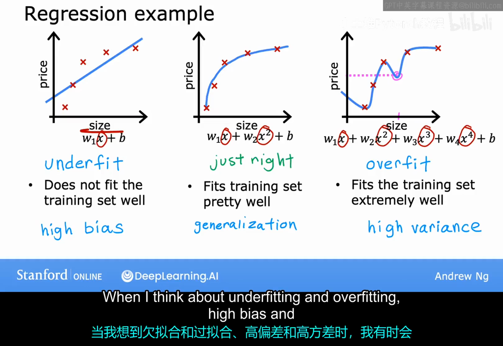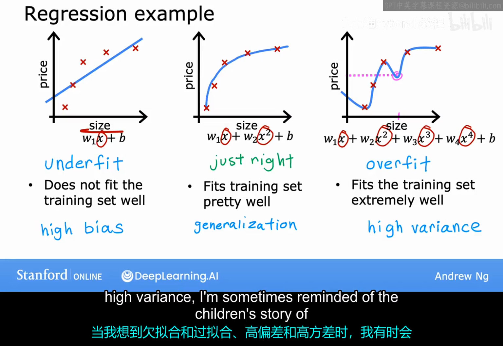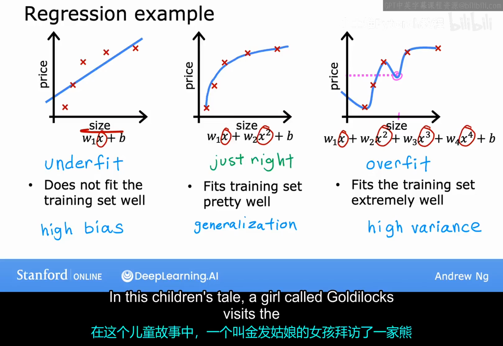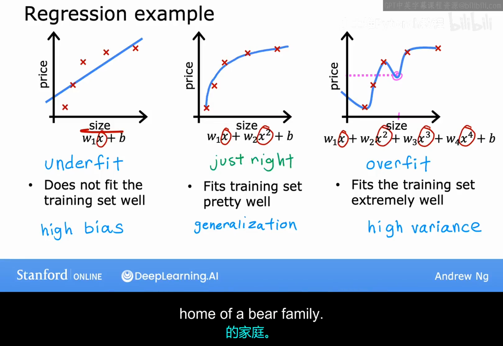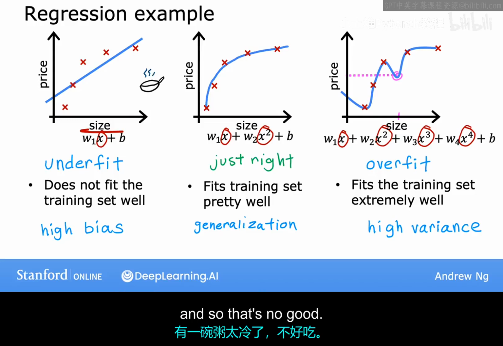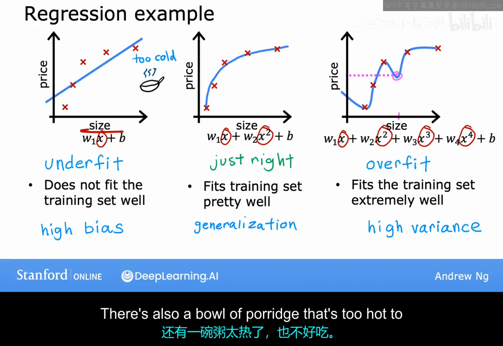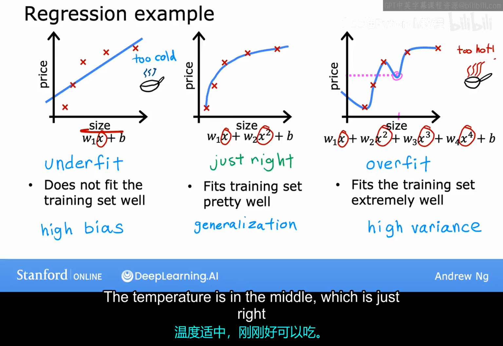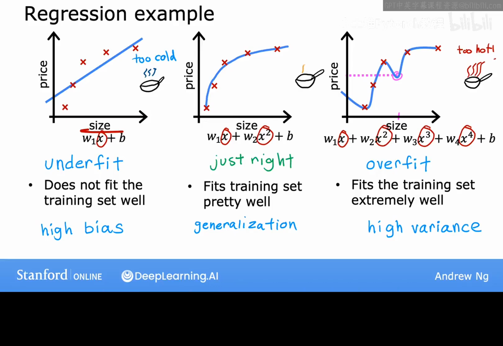When I think about underfitting and overfitting, high bias and high variance, I'm sometimes reminded of the children's story of Goldilocks and the 3 bears. In this children's tale, a girl called Goldilocks visits the home of a bear family. There's a bowl of porridge that's too cold to taste, and so that's no good. There's also a bowl of porridge that's too hot to eat, so that's no good either. But there's a bowl of porridge that is neither too cold nor too hot. The temperature is in the middle, which is just right to eat.